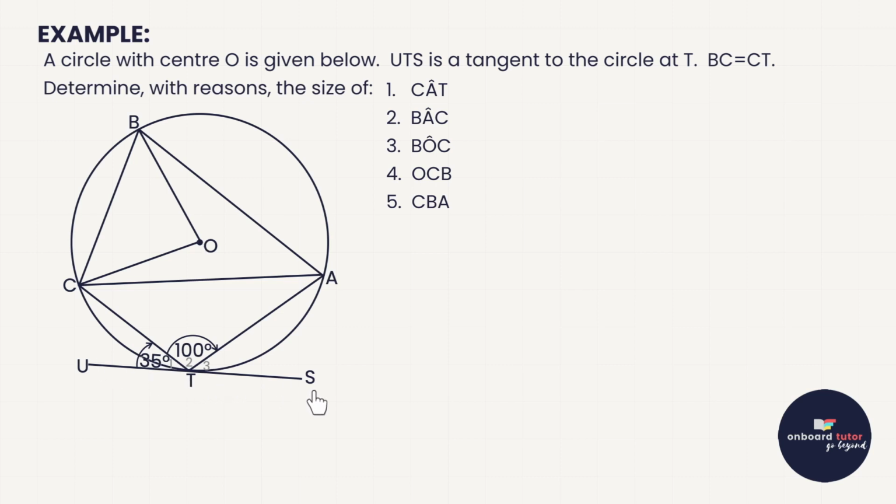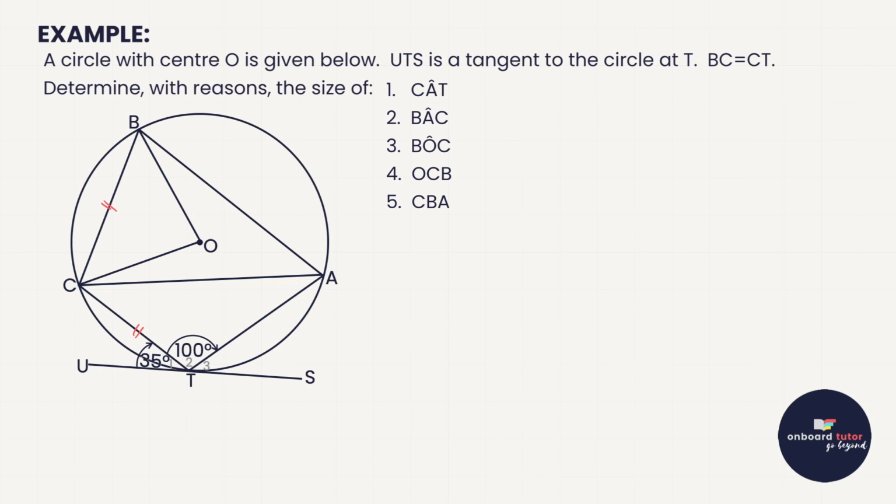TS is a tangent to the circle at T. BC is equal to CT. Okay, that's not on the sketch, so let's put that in. That and that, those are equal. Determine with reasons the size of CAT. So CAT, this angle over here.